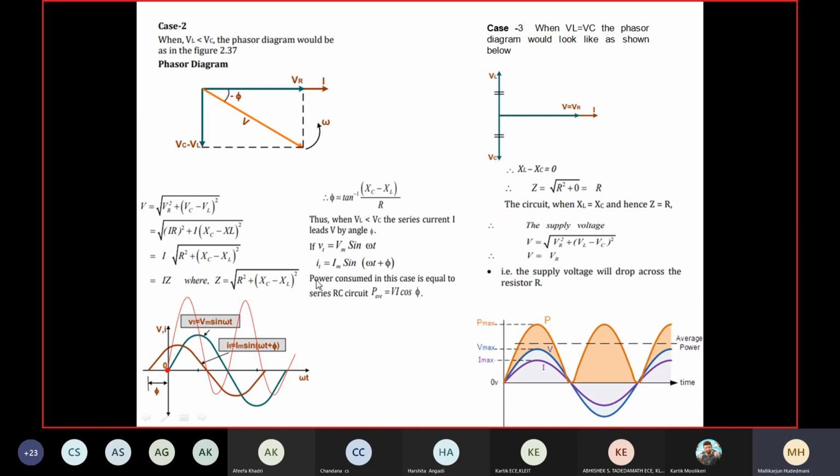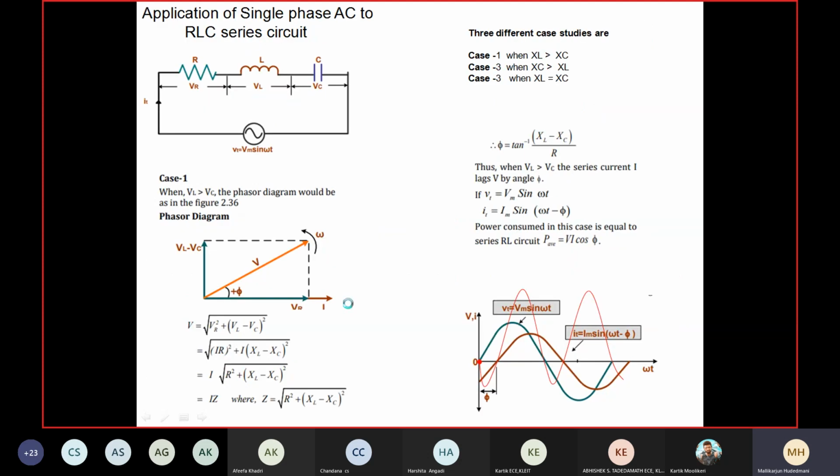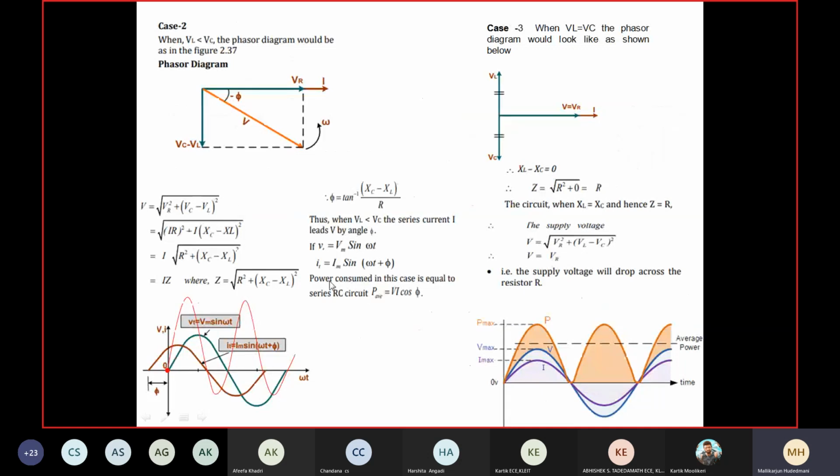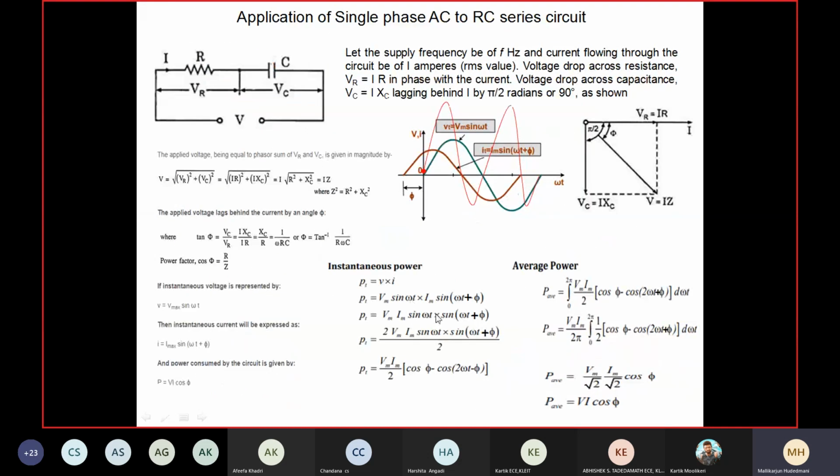If you recall, we have done this somewhere. Yes, exactly in the RC case study. Look at this case study. We got a similar equation, Vm sin omega t, Im sin(omega t plus phi). So the derivation for the power is exactly the same. This block which I am showing here, this computation has to be done in this case. It means in this position, power consumed is VI cos phi. I have to draw the conclusion from this case study. What is that? Instantaneous power is V into I: Vm sin omega t, Im sin(omega t plus phi).